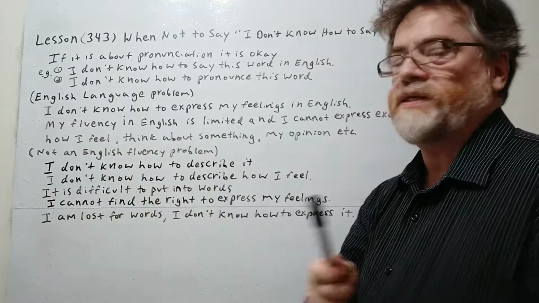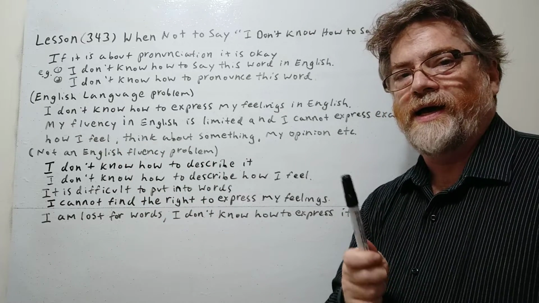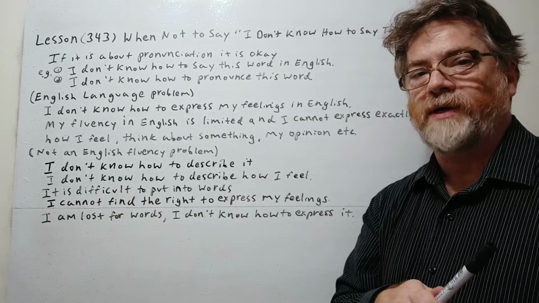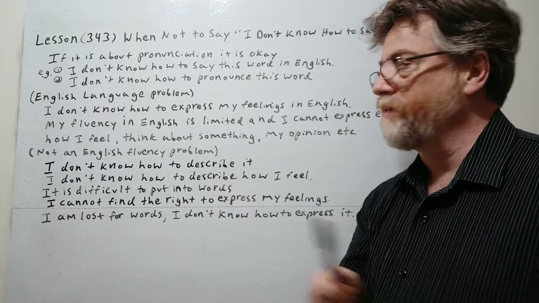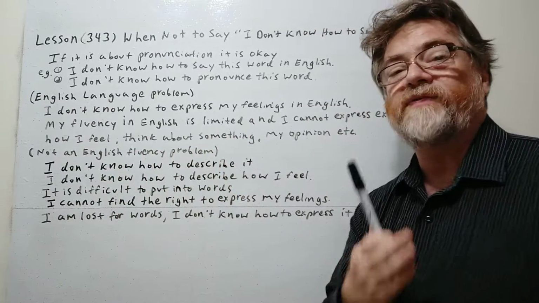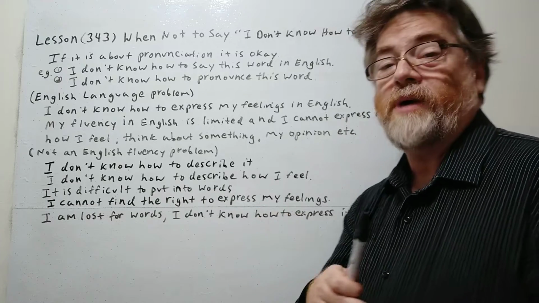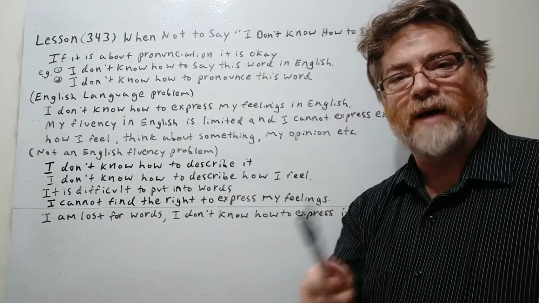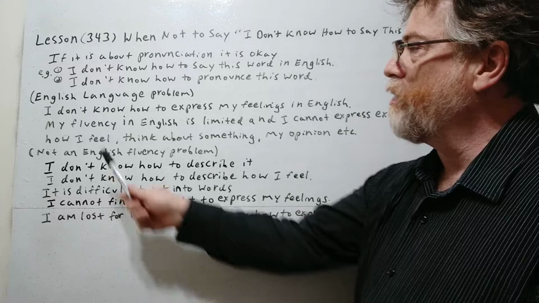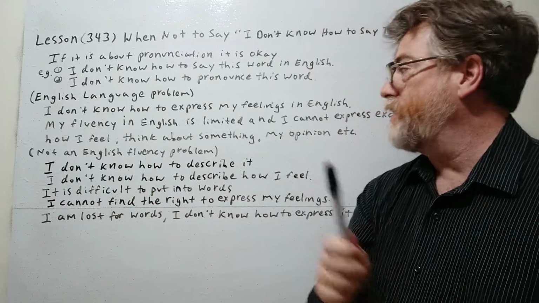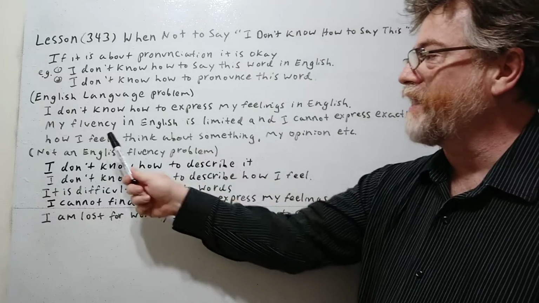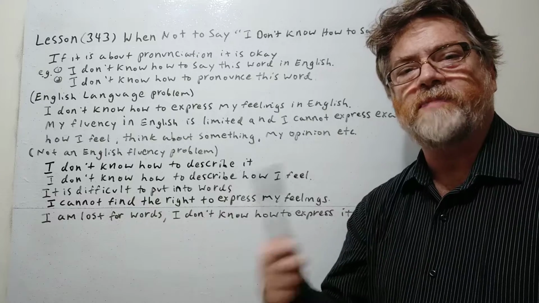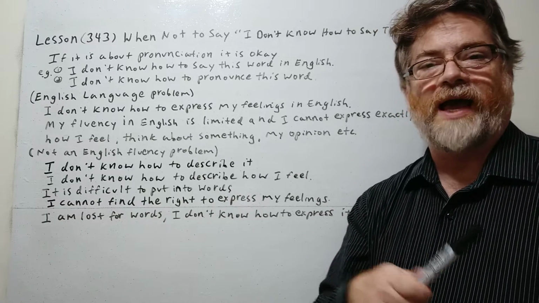These are other lines that you could say that are better than I don't know how to say this, because that's actually a little unclear to the native speaker to know exactly what the problem is. So you should say, I don't know how to express my feelings in English. Or I don't know how to express my ideas in English. I don't really know how to express my opinion in English about this subject or about this issue. Or you could say my fluency in English is limited and I cannot express exactly how I feel or how I think about something, my opinion, etc. So these would be better lines than just saying, I don't know how to say this.